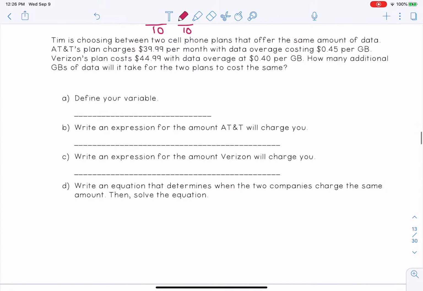Now, let's try to help Tim. So Tim is choosing between two cell phone plans that offer the same amount of data. AT&T charges $39.99 per month with data overage costing 45 cents per gigabyte. Verizon's plan costs $44.99 per month with data overage at 40 cents per gigabyte. How many additional gigabytes of data will it take for the two plans to cost the same? It's asking how many additional gigabytes. So let's make x the number of additional gigabytes.